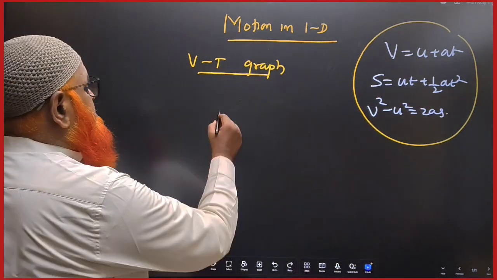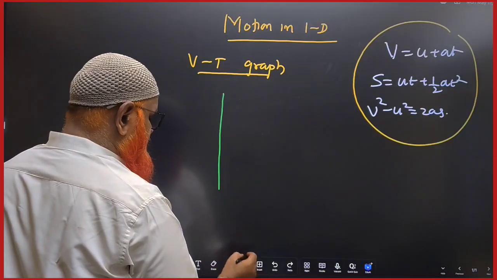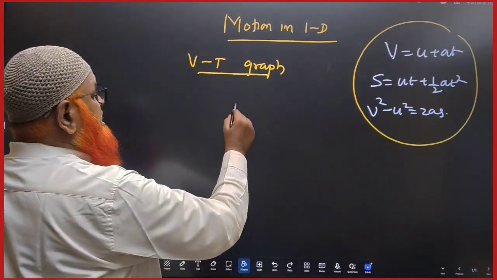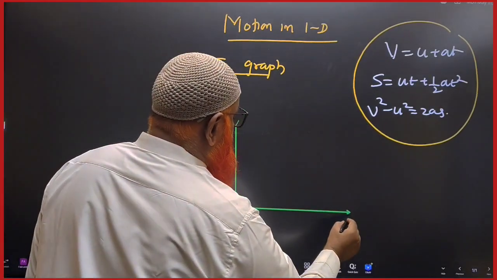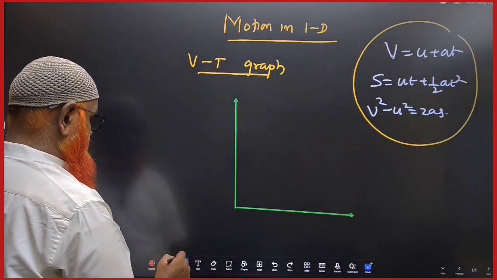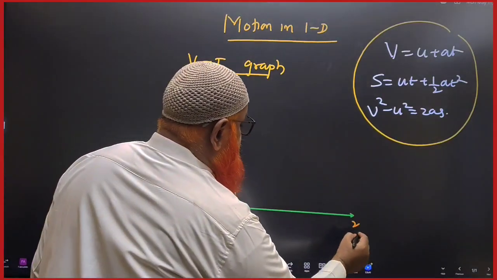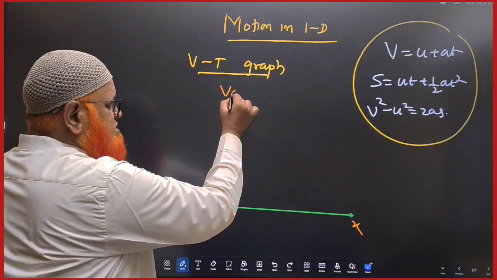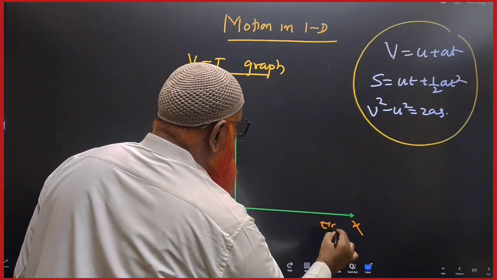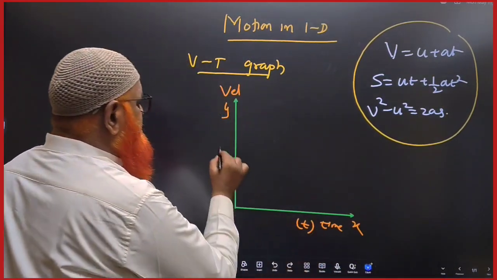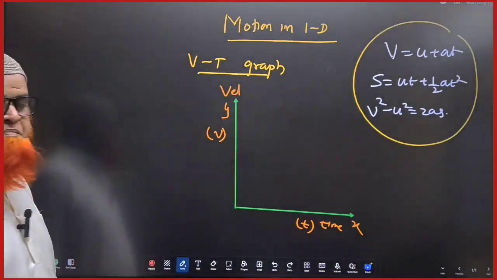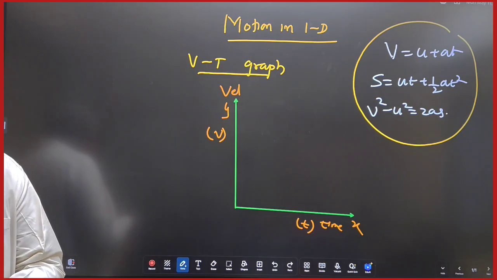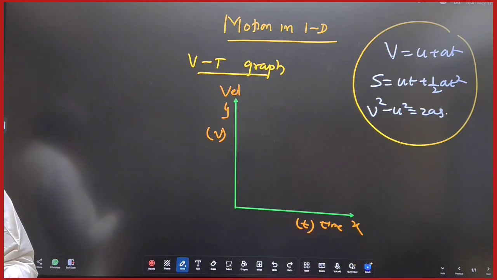So, if I draw the graph like this, this is your y-axis and this is your x-axis. The y-axis has velocity and the x-axis has time. Time is represented with the letter t, velocity with the letter v. How can you convert the live present situation in terms of graphs? That you have to learn now.